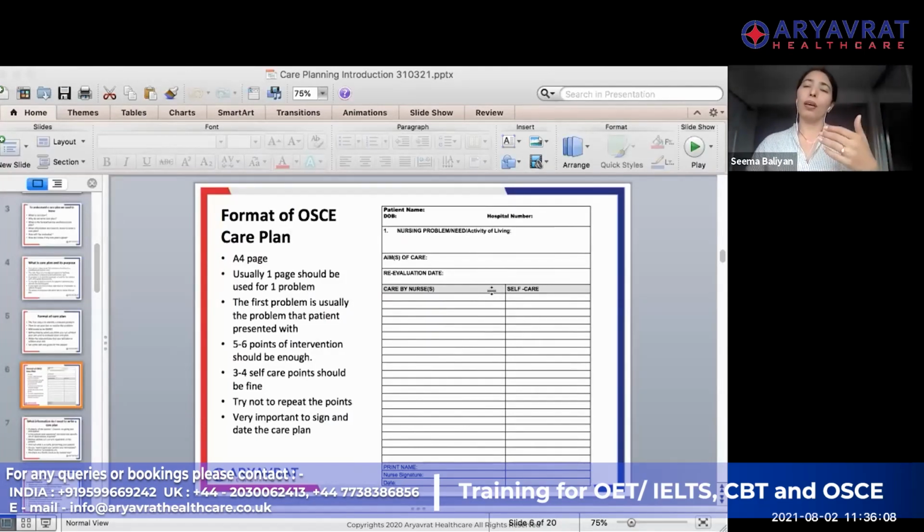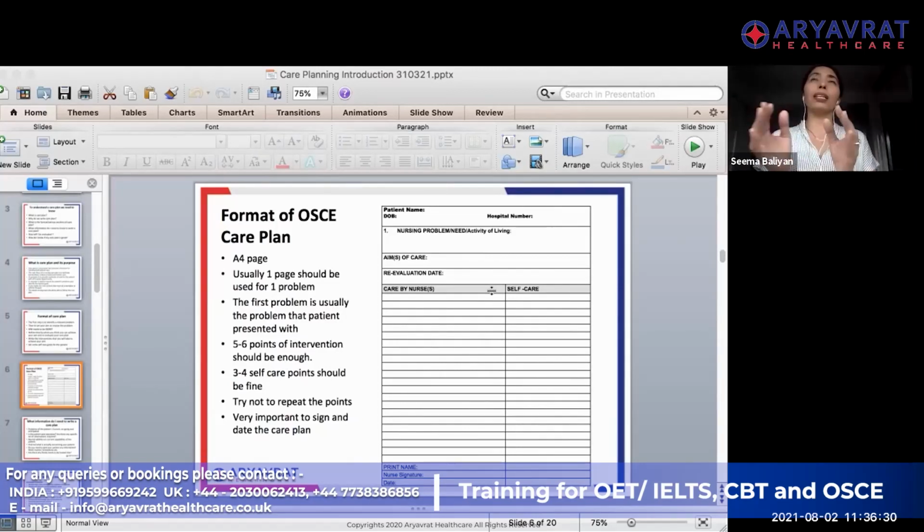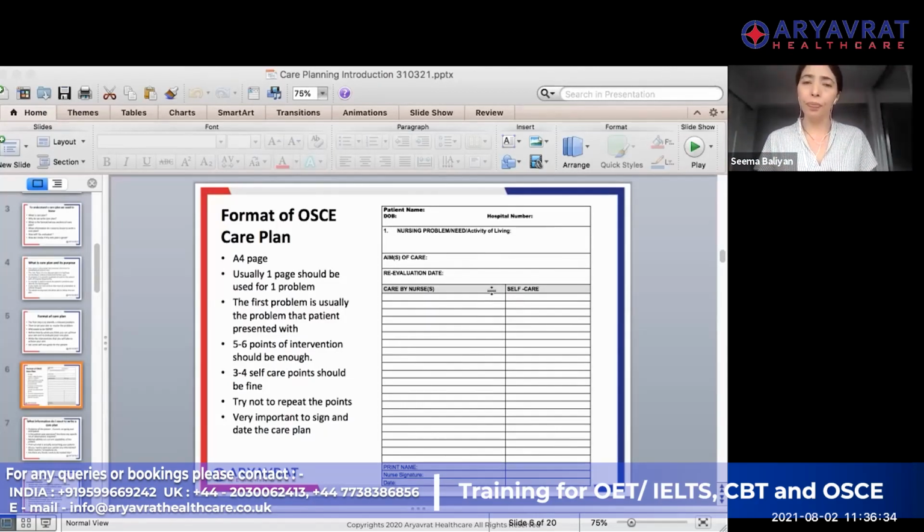That is, the first problem is shortness of breath. Maybe your second problem could be that the patient also told you he has pain in his chest, so chest pain can become your second problem. Or anxiety: he told you later that he was very anxious as well, so anxiety can become your second problem. But the first problem should always be the problem that the patient was admitted for or presented with.